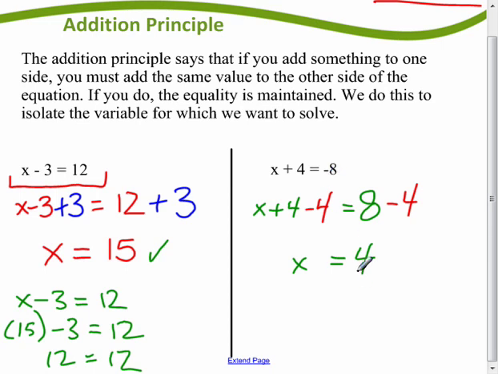So I did something wrong in here. If I look back, I see, oh, I forgot to write this as a negative 8 there. So negative 8 take away 4 isn't a positive 4. Negative 8 take away 4 is actually a negative 12. Oh, phew. So I missed my negative. Happens to the best of us. Now when I go back and check, negative 12 plus 4 is indeed a negative 8, so my answer is correct. So that's the addition principle.